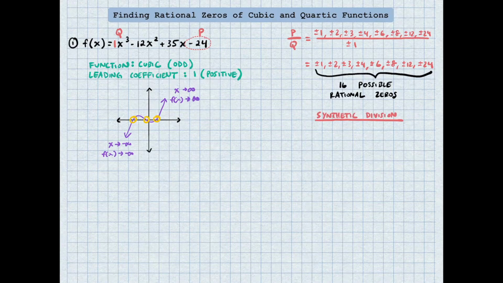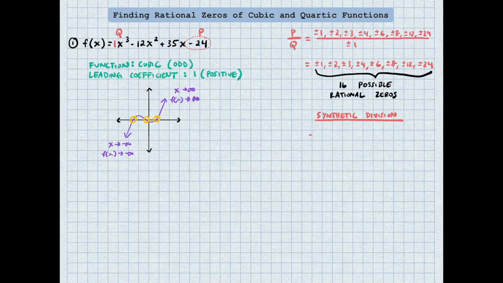To find out which one of these is actually a rational zero, we're going to have to use either polynomial long division or synthetic division. Since I find synthetic division to be a little bit quicker, I'm going to use that. Since it's a cubic function, we just have to test out values until we find one that works. The reason we only have to find one is because then we'll have a quadratic factor, and we can either factor that, complete the square, or use the quadratic formula to find the other zeros.